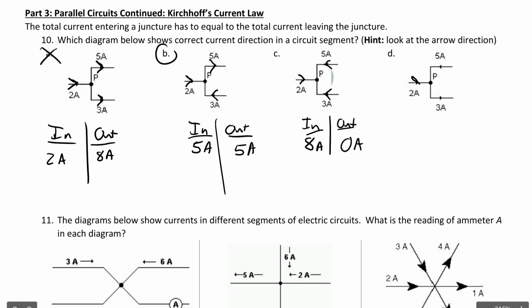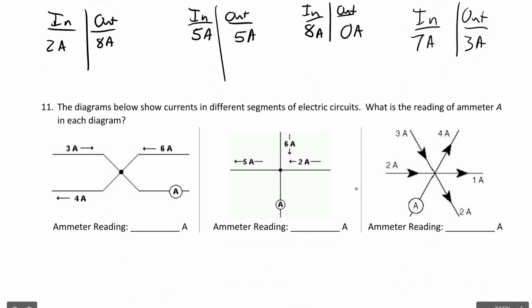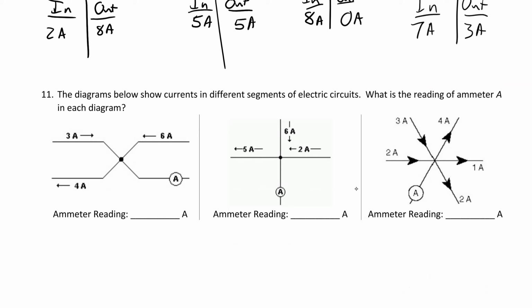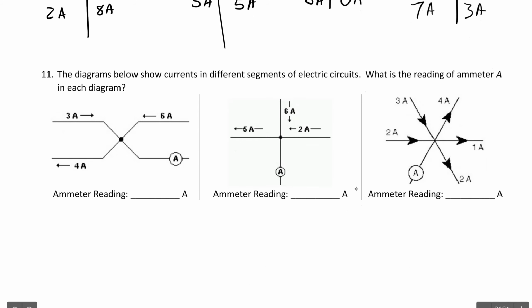Okay, so we got 2 amps coming in here, 3 amps coming out, 5 amps coming in. This kind of looks promising, I guess. What's 2 plus 5? 2 plus 5 is 7 amps coming in, and then out, that's 3 amps. Nope, can't be that. Has to be part B. That's how you do these. It's all about the direction of the arrows. How much current's going in and how much current's going out.